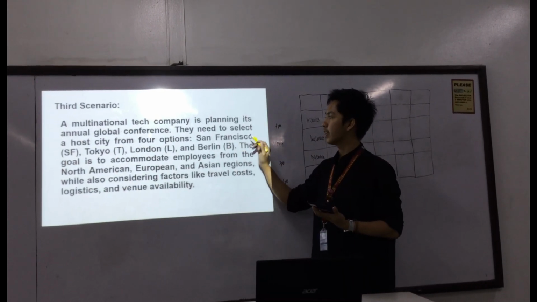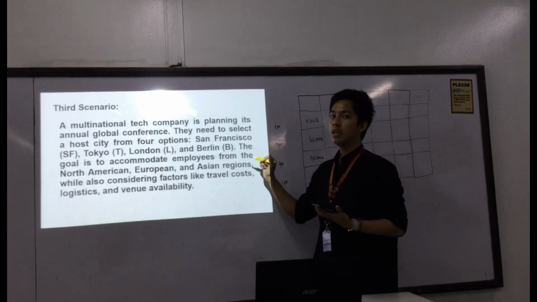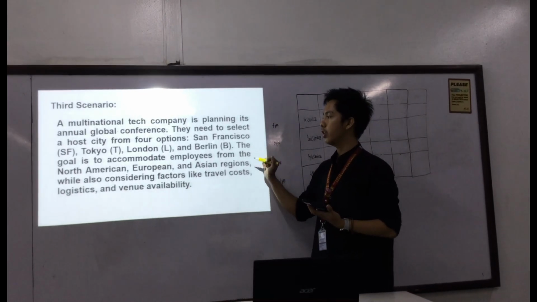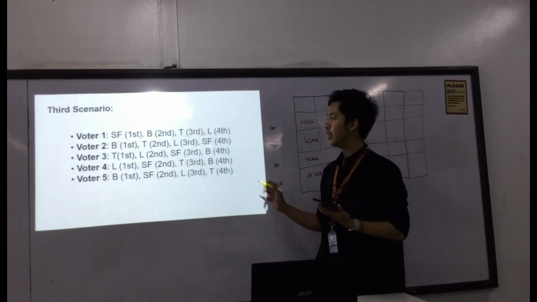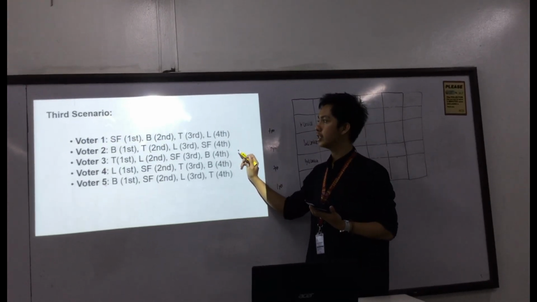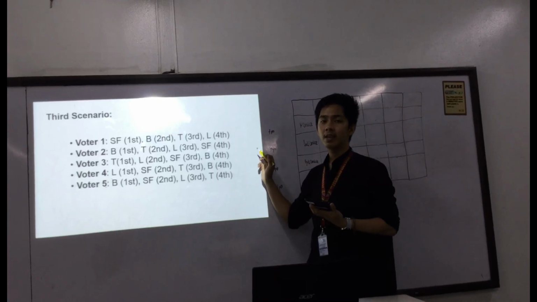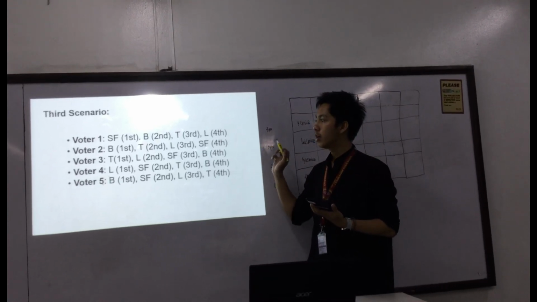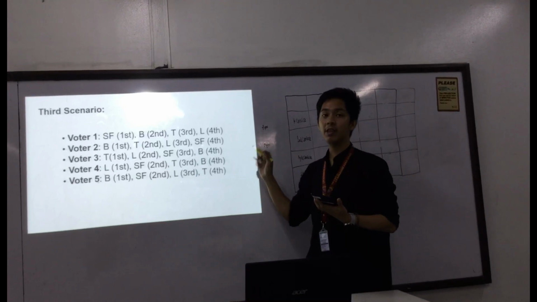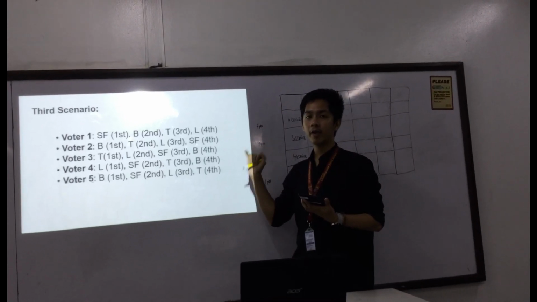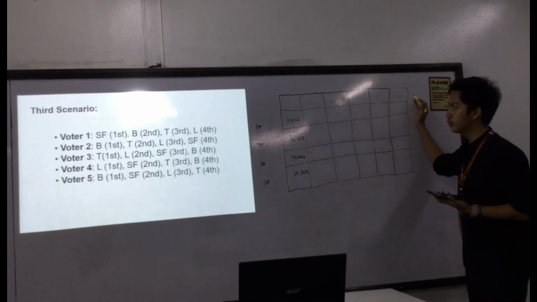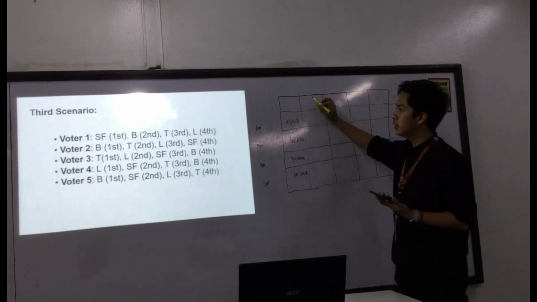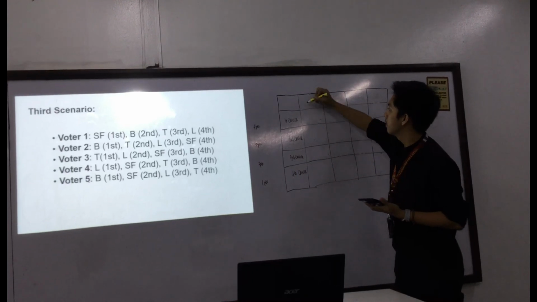Let SF for San Francisco, let T for Tokyo, let L for London, and let B for Berlin. This is the given data for this scenario. As you can see, it has no graph, and it is different from the first and second scenario. So let's proceed to the graph. So let's put the voter 1 here.